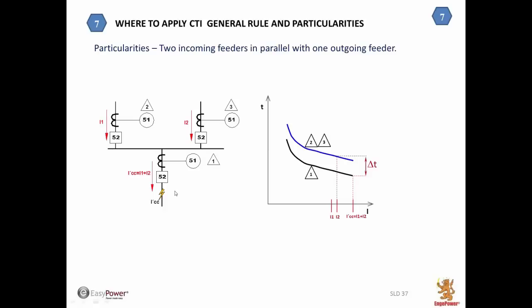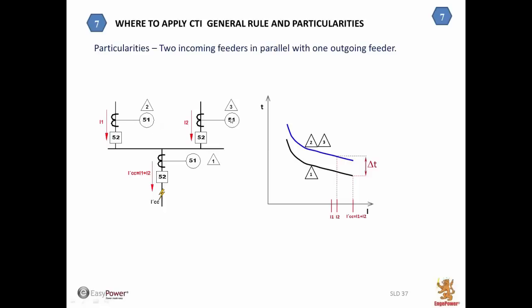Here, what we have is a short circuit on the outgoing feeder. Our closest to the fault relay in this outgoing feeder is going to see the sum of the contributions of the two incoming feeders. Where should we apply our coordination time interval? We shall apply the first rule of thumb of the coordination: always use the current that each device sees. So the first device is seeing the sum of these two currents.